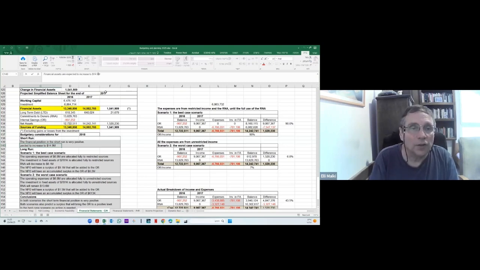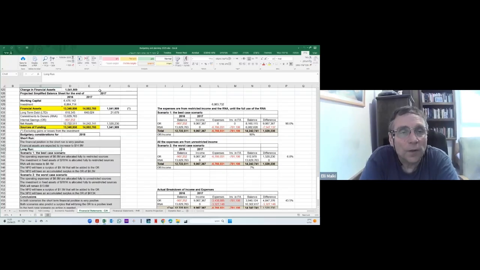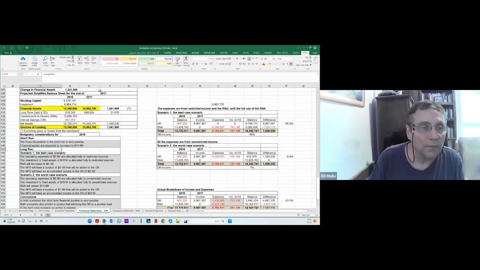I probably changed the number and didn't change the word. Okay, so we are going to have more financial assets, a large number compared to our income. So in the short run, we can tell by these projections, without knowing how the expenses are allocated, that we don't expect any issue in the short run. Which is very important because I will talk about strategy as soon as we finish that.